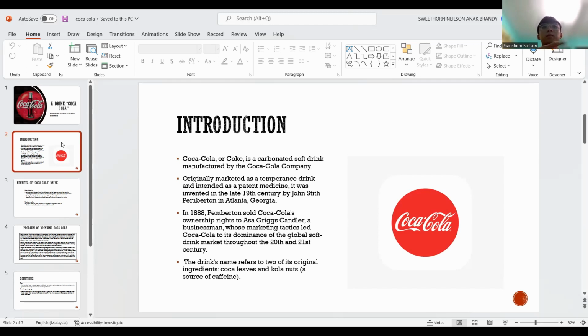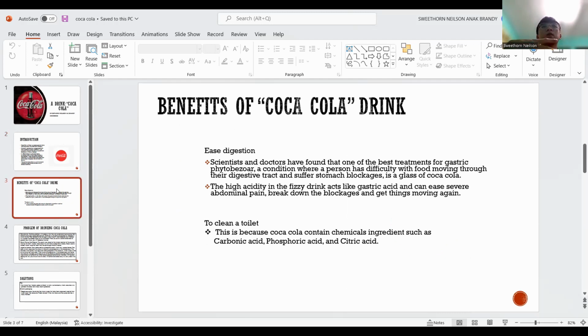The drink's name refers to the two of its original ingredients, which are coca leaf and cola nuts. Cola nut is a source of caffeine. The benefit of Coca-Cola is Coca-Cola can ease our digestion.